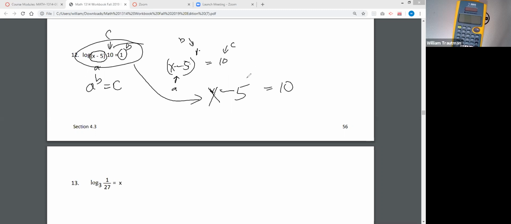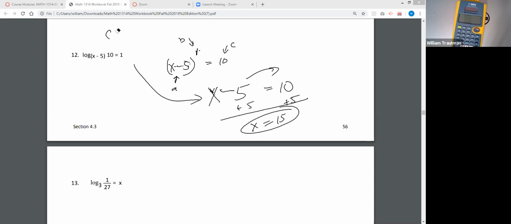Take the 5 to the other side. It's a minus 5, so we add 5. And the answer is 15. 15 minus 5 is 10. 10 to the 1 power is 10. Do you see? If I'm checking my work, if x is 15, if I put a 15 in here, I have log 15 minus 5 is 10. 10 to the 1 power does equal 10. All right. Let's keep going.